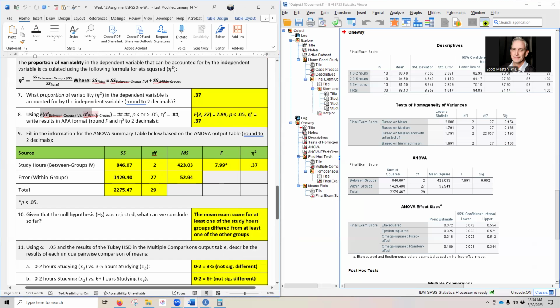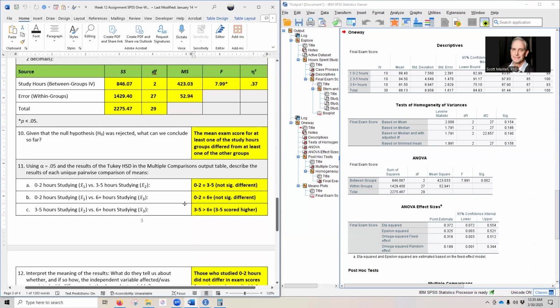Now we have to use this general format for reporting APA results for ANOVA and fill it in. So we need between and within groups, the dependent variable, the actual F value itself, and we have to choose P less than or greater than, and then we already put in our eta squared that we calculated right there at the end. So we have an F with 2 and 27 degrees of freedom that's equal to 7.99. P was less than 0.05, and eta squared is equal to 0.37. That's where all this came from.